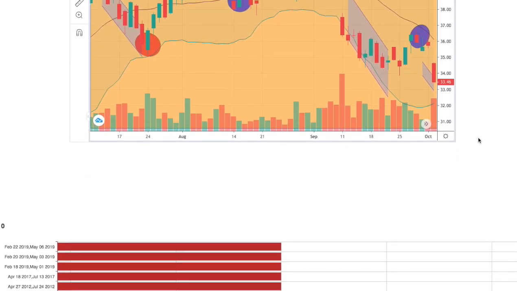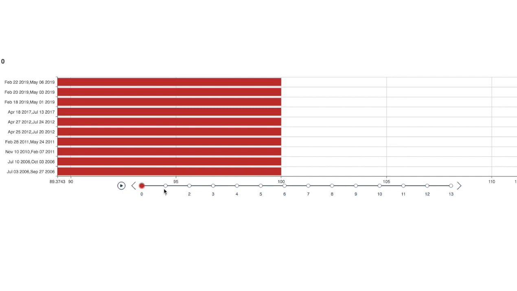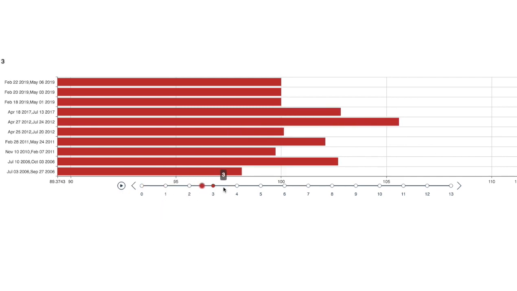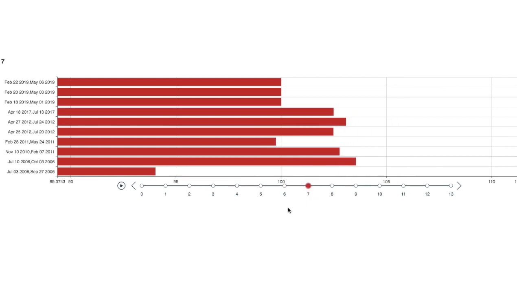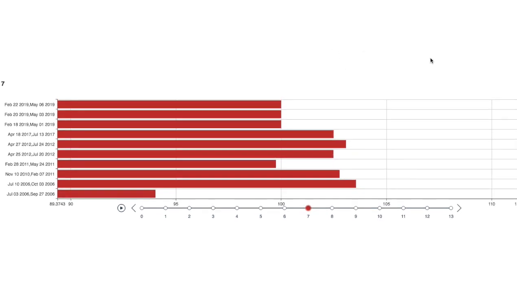So let's check the forecast model. So we are currently at day 0, 1 day out, 2 days out, 3 days out, 4 days out, 5 days out, 6 days out, and 7 days out. And the trend that we took a look at was July 10th, 2006 to October 3rd, 2006, and at that time, gold miners or GDX was up around 3.5% in 7 days. And that is it.